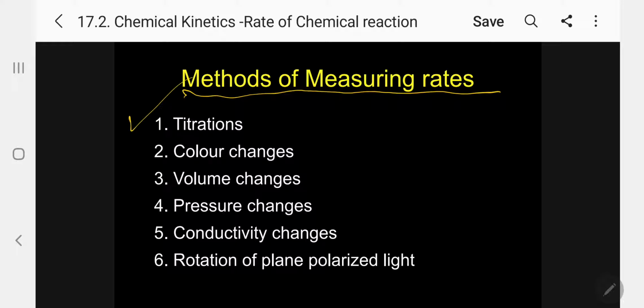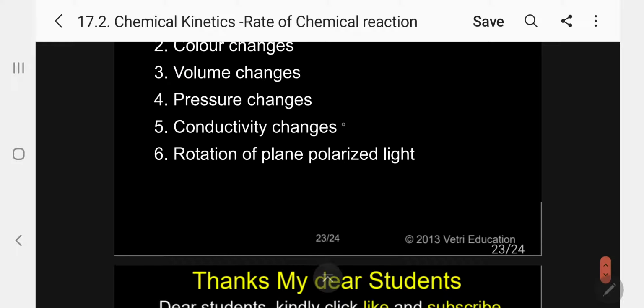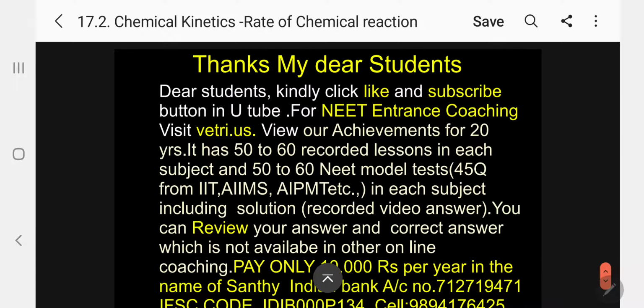By the titration method, doing titration, we can measure the rate of chemical reactions. Number 2, by observing color changes, we can determine the rate. By determining volume changes, we can determine the rate. By determining pressure changes, we can determine the rate. Then by measuring the conductivity changes, we can measure the rate. And finally, by measuring the change of rotation of plane polarized light, we can measure the rate. Kindly follow. So these are the methods available.